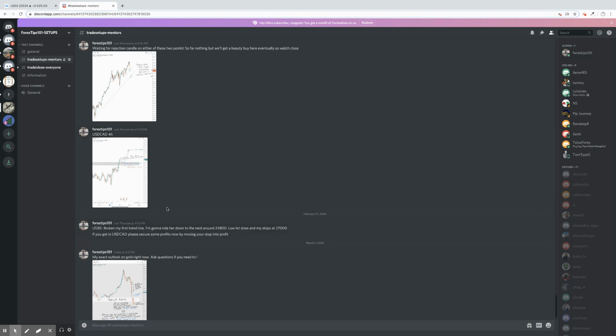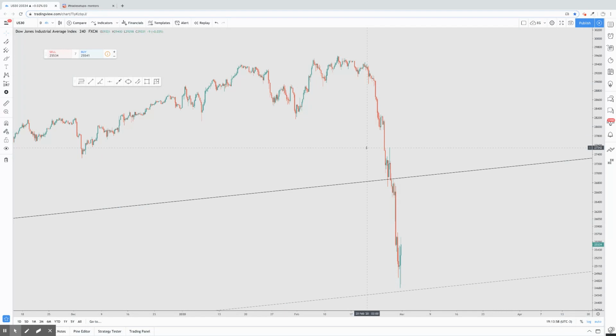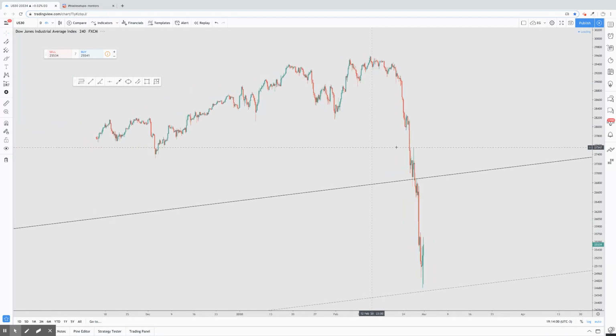So we're going to look at this one, and I'm going to show you exactly what I meant by this, but we had a break of this first trend line, and I'm going to go back into the chart in a second, and then we rode her down all the way to 24.8, okay? Stop loss was 27,000. I'm going to show you that as well. And that's really all there is to that. But yeah, so that's the trade we're going to look at.